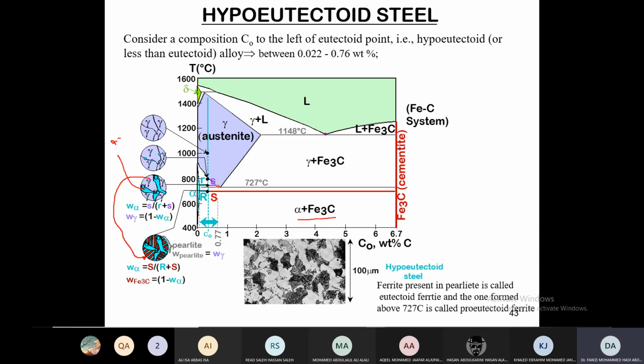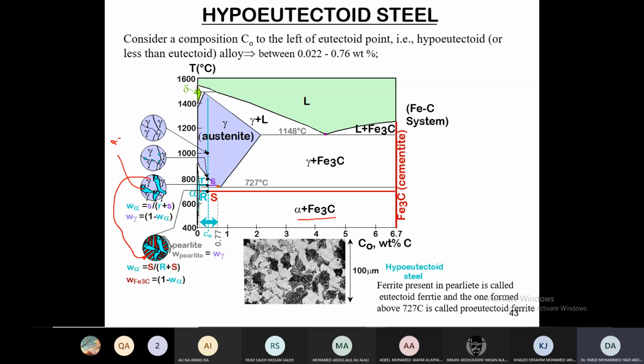Then you say what is the proportion of the alpha there. It is the far segment S divided by S plus R. This is the weight fraction of alpha, and then you can of course find the weight fraction of gamma, which is 1 minus the weight fraction of alpha. Both can be multiplied by 100 to get the percentage. Then you do the calculation just below the eutectoid isotherm.